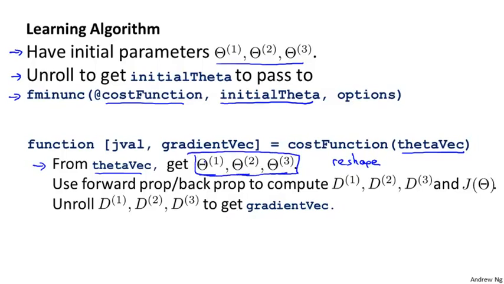So that gives me a more convenient form in which to use these matrices so that I can run forward propagation and back propagation to compute my derivatives and to compute my cost function J of theta. And finally, I can then take my derivatives and unroll them, keeping the elements in the same ordering as I did when I unrolled my thetas. I'm going to unroll D1, D2, D3 to get gradient vec, which is now what my cost function can return. It can return a vector of these derivatives.